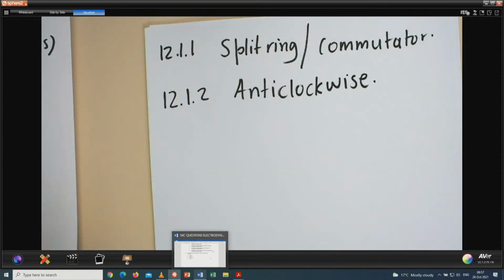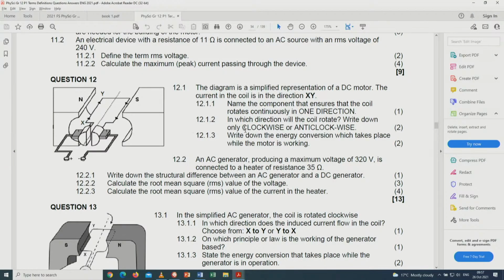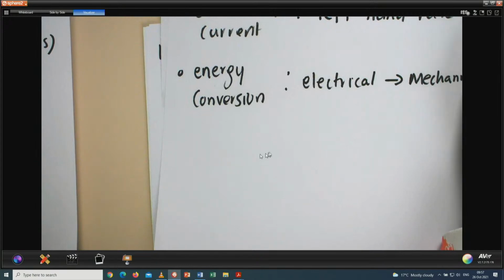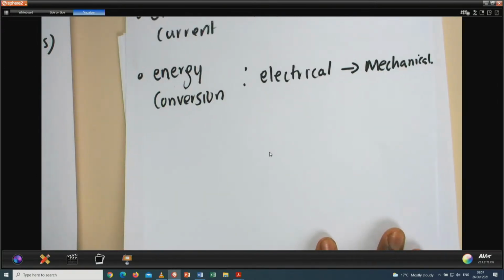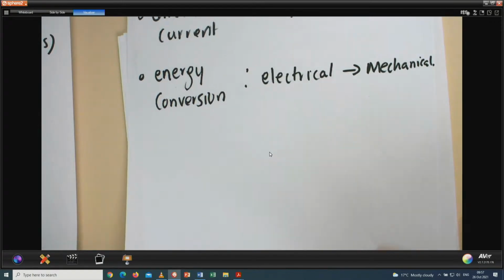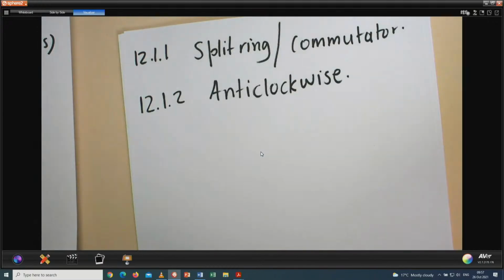Right. And then we go to the next question. It says, write down the energy conversion that takes place when the motor is working. If you look at your interpretation that you will have written, you will see that the energy conversion is from electrical energy to mechanical energy.